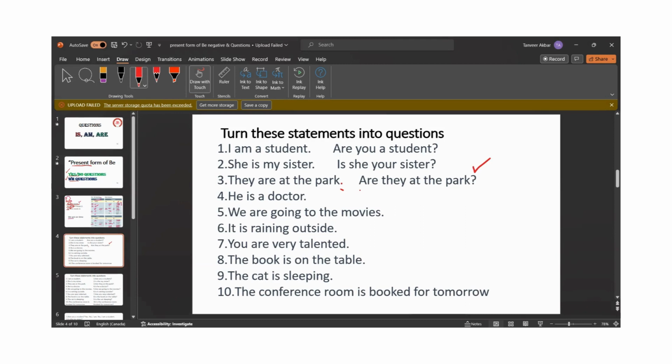Now turn these statements into questions. He is a doctor. We are going to the movies. Is it raining outside? You are very talented. The book is on the table. The cat is sleeping. The conference room is booked for tomorrow. So turn all these statements into questions and write your answers in the comment section.